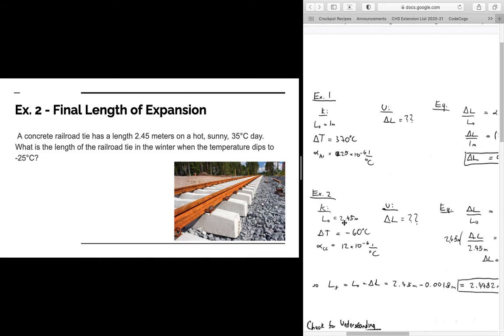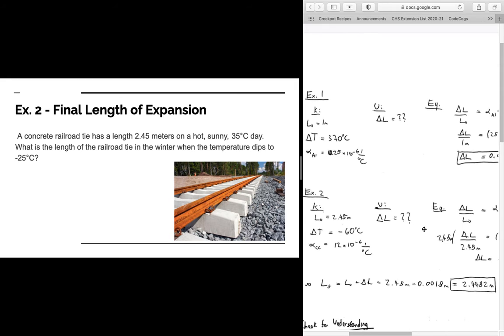So L naught, our initial length, is 2.45 meters. Delta T is negative 60 degrees Celsius, okay? Because our temperature is changing from 35 degrees Celsius to negative 25 degrees Celsius. So delta T is negative here since our temperature is decreasing, okay? And then the expansion coefficient for concrete is 12 times 10 to the negative 6 per degree Celsius, okay? And then again, delta L is our unknown, but it's not going to be the end of the problem once we find delta L, okay?